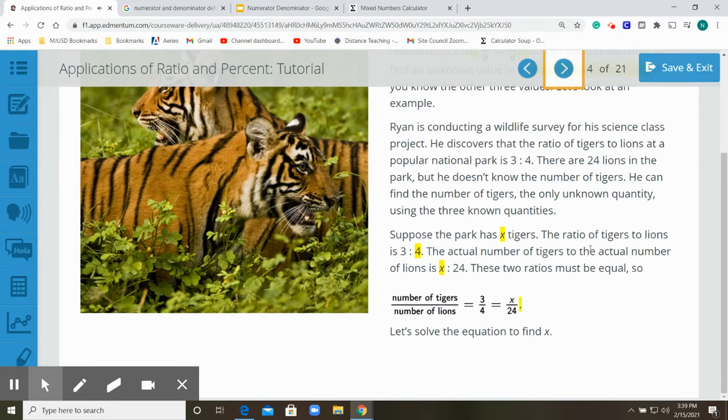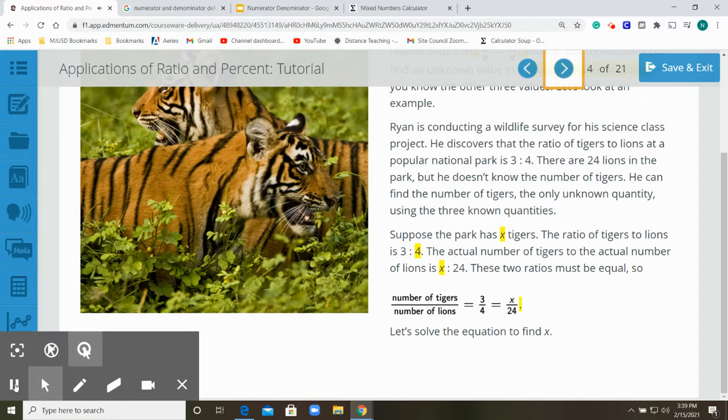Ryan is conducting a wildlife survey for his science class project. He discovers that the ratio of tigers to lions at a popular national park is 3 to 4. There are 24 lions in the park, but he doesn't know the number of tigers. He can find the number of tigers, the only unknown quantity, using the three known quantities.